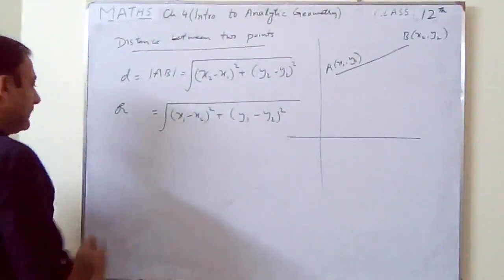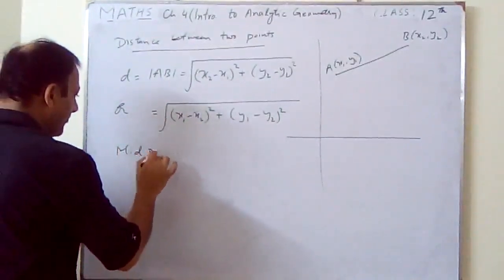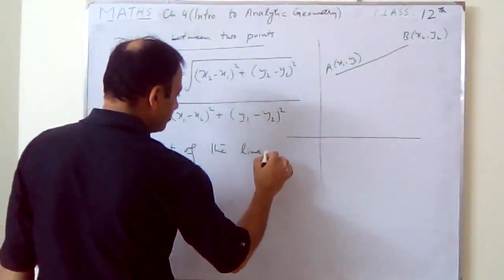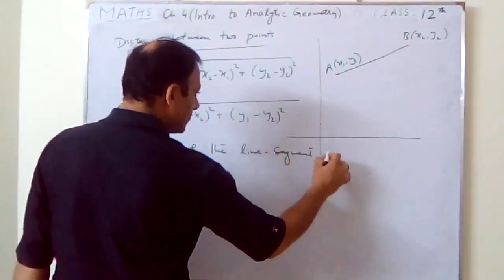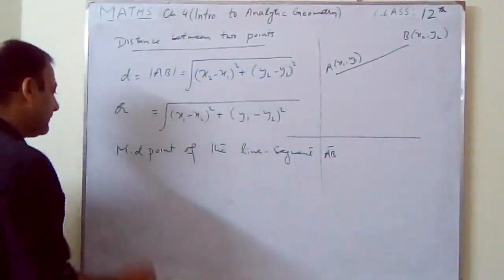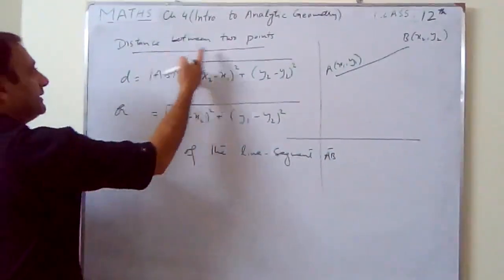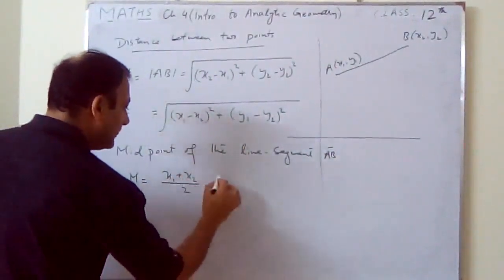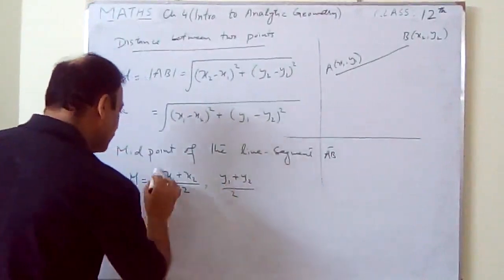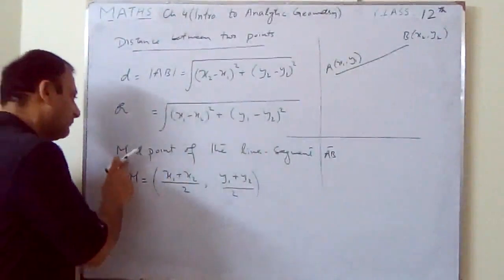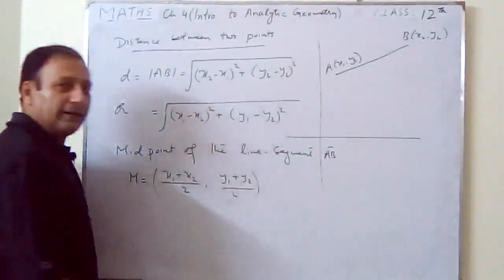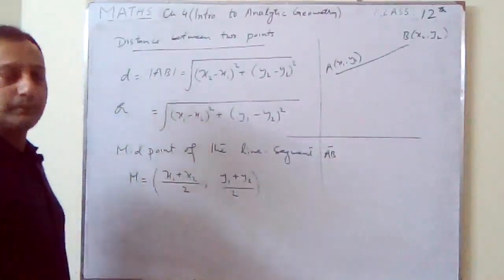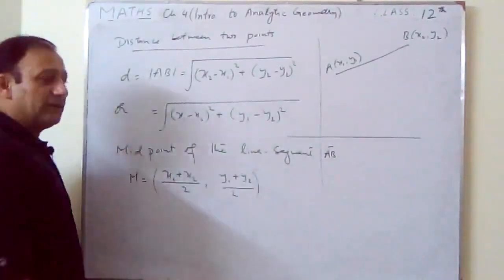This is the distance formula. The other thing is the midpoint. The midpoint of the line segment AB, where A and B are the endpoints, is ((x1 plus x2) divided by 2, (y1 plus y2) divided by 2) within parentheses, because the midpoint is a point, and a point we write in parentheses, and it has two coordinates x and y. So this is the formula for midpoint, and this is for distance.